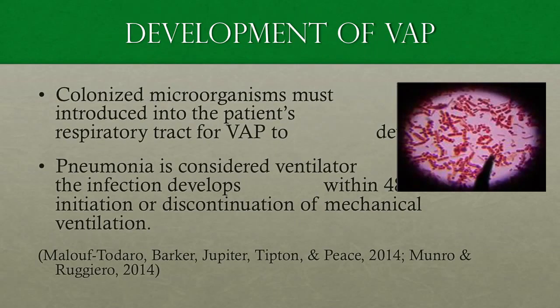In order for ventilator-associated pneumonia to develop, colonized microorganisms must be introduced into the patient's lower respiratory tract. As we all know, there are various types of pneumonia, but pneumonia is considered ventilator-associated if the infection develops within 48 hours of initiation and also 48 hours of discontinuation of mechanical ventilation.